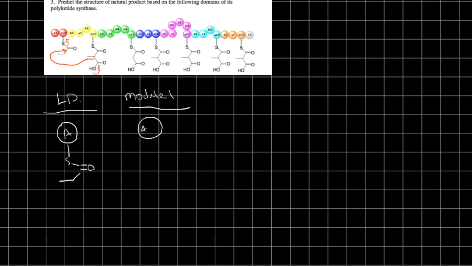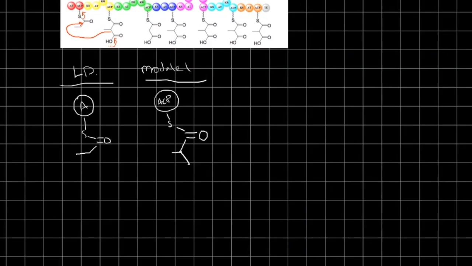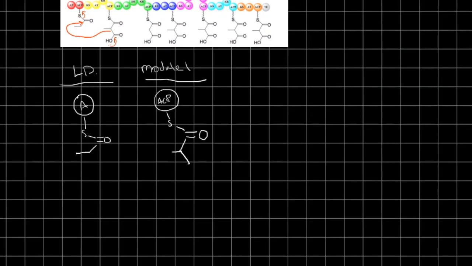I'll write ACP. I don't want to confuse people. In this case, it's going to have your S, right? And then it's methylmalonyl-CoA. And before we say what this carbon is, we have to look at what these different domains are going to do. All right.